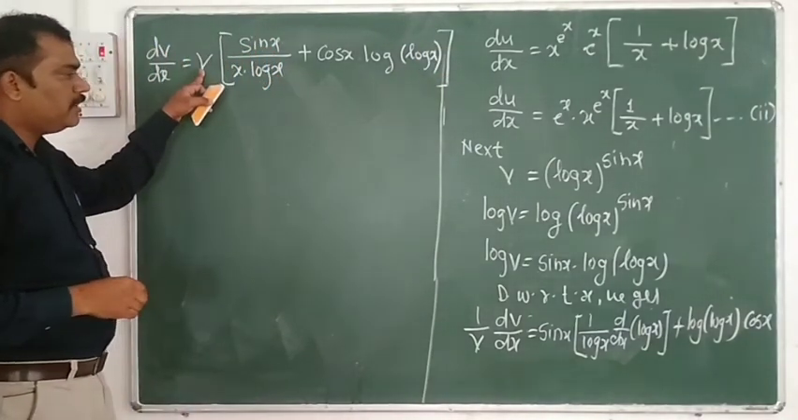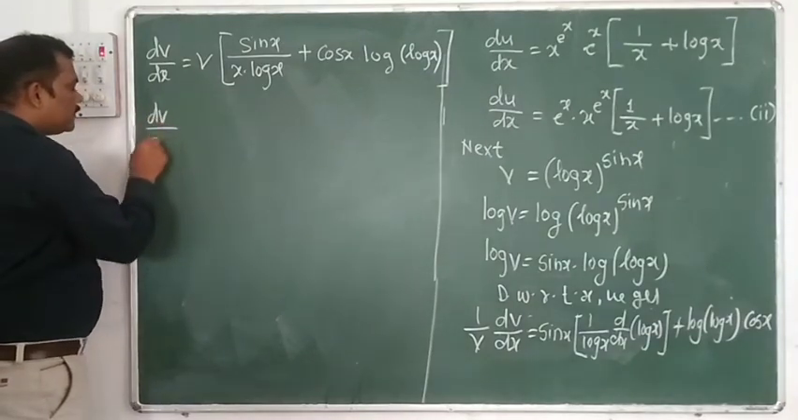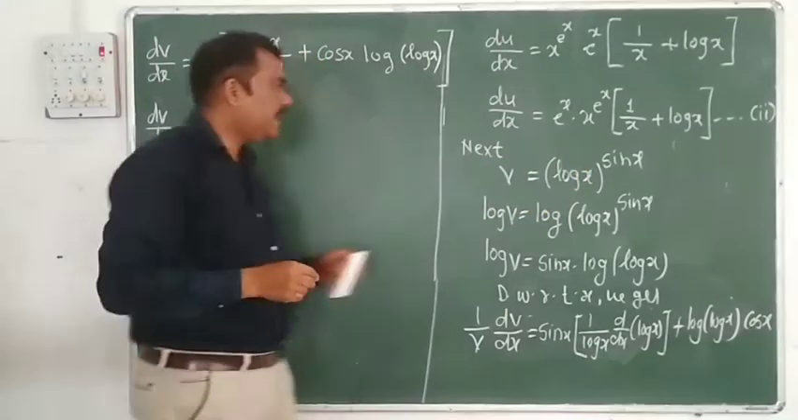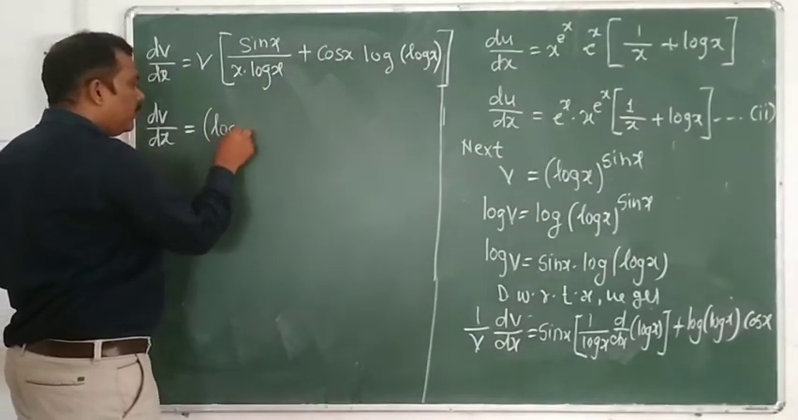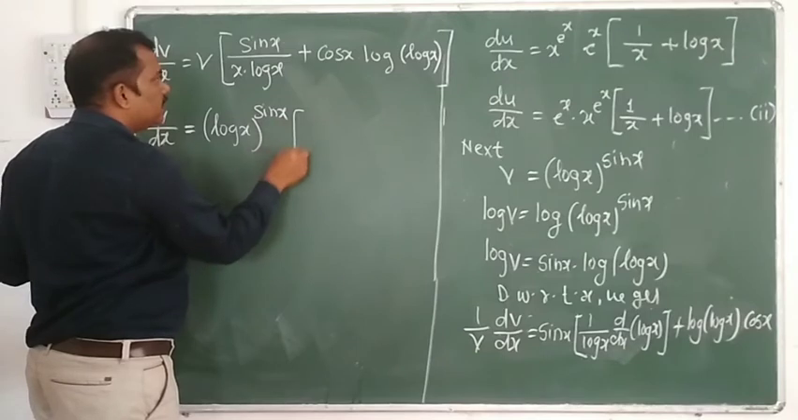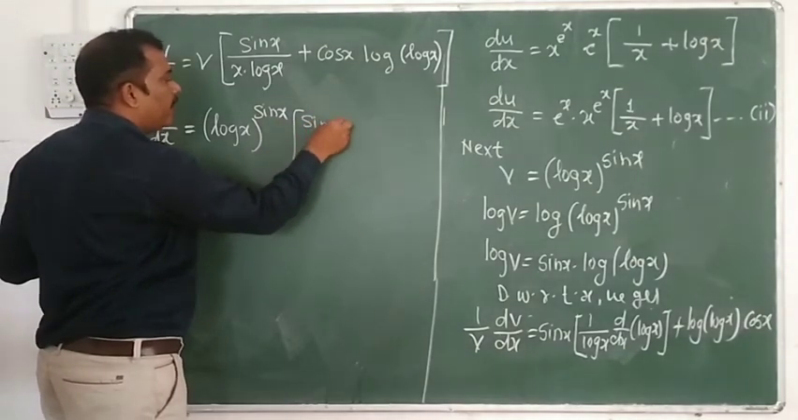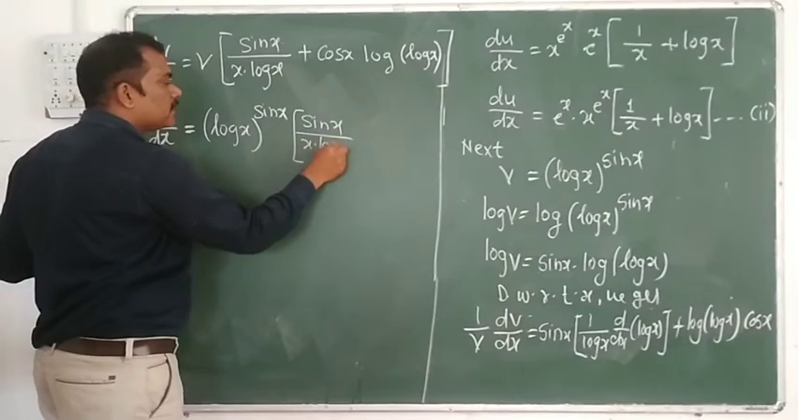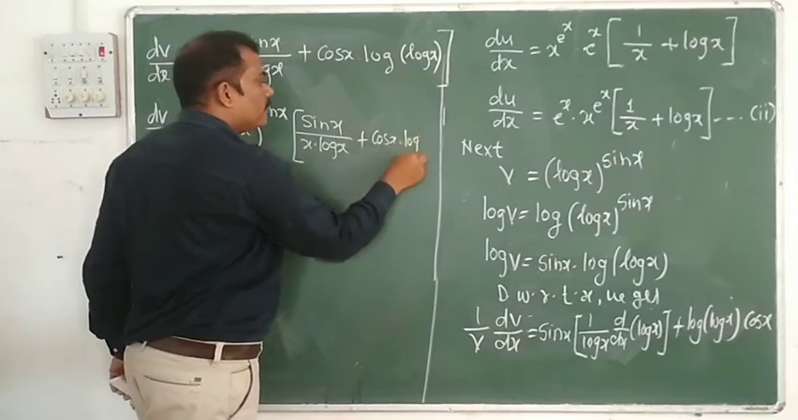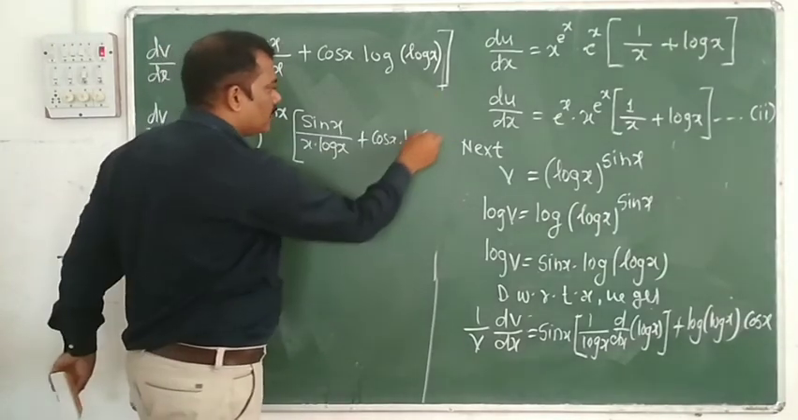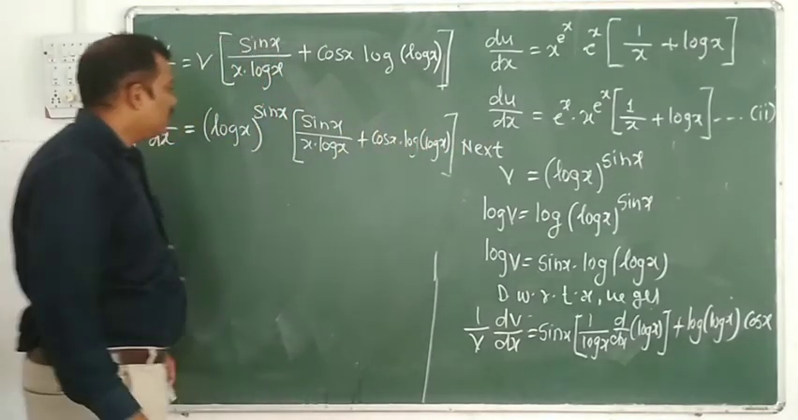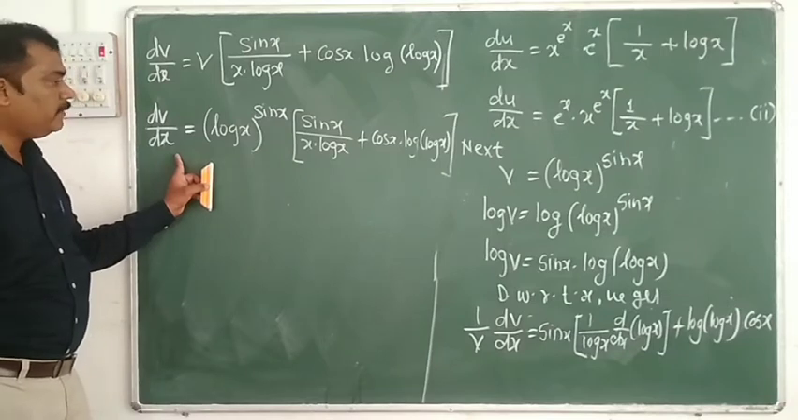Okay, now we have to substitute the value of v. dv by dx is equal to, what is the value of v? v is nothing but log x raised to sin x. We have to substitute that, log of x raised to sin x into this one as it is, sin x divided by x into log x plus cos x into log x. Okay, that is the required value of dv by dx.